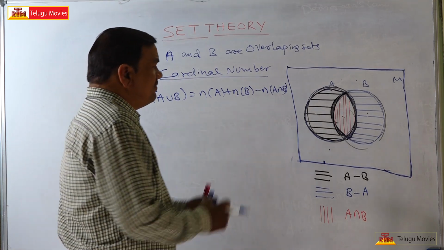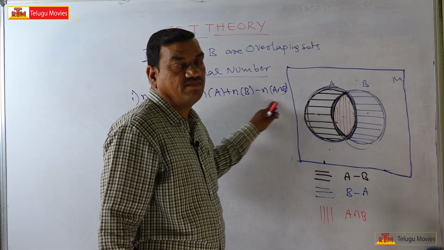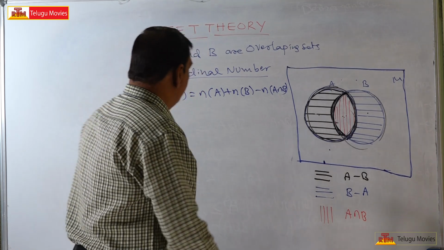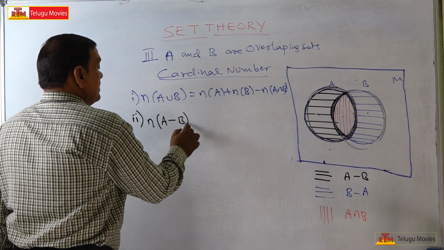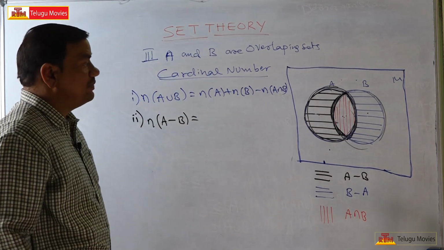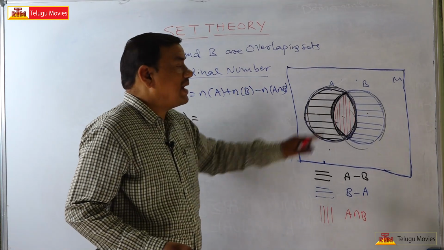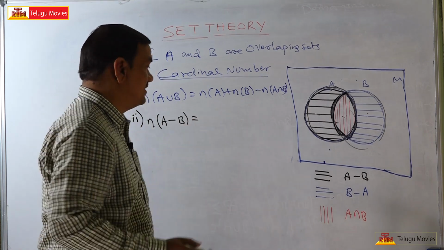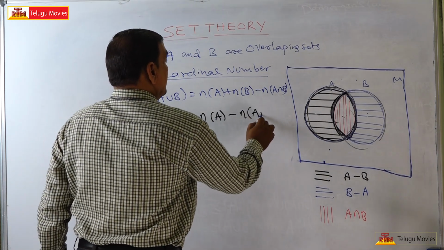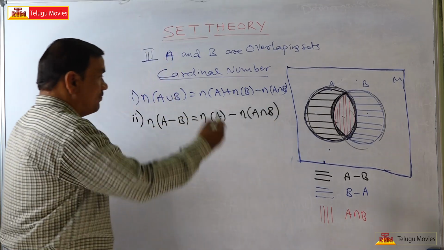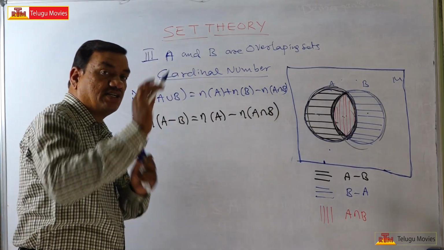Now, if they are disjoint sets, this won't be there. N of A intersection B will become 0. The second one is, what is n of A minus B? A minus B means what? This is the black part, total A minus A intersection B. That means n of A minus n of A intersection B. From total A, you subtract the A intersection B elements.